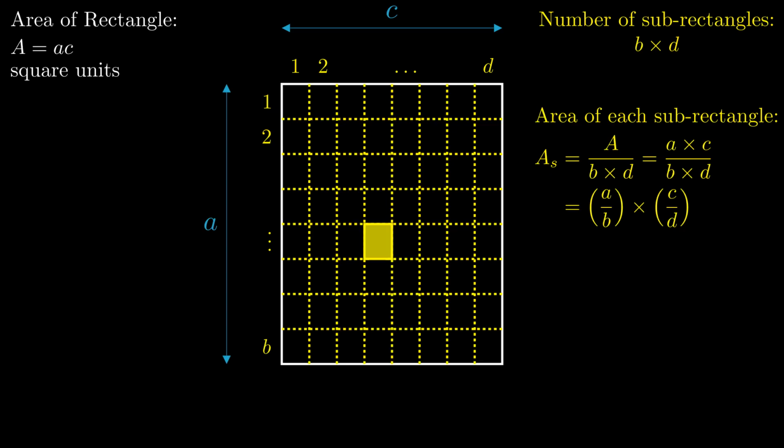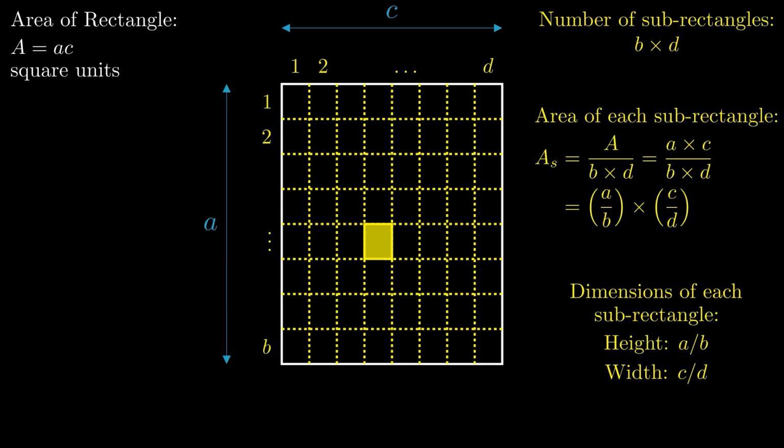Now, zoom in to examine one of these subrectangles. Its sides have length a over b and c over d, respectively, since the original rectangle has sides a and c and we split them into b and d equal parts, respectively. Therefore, we conclude that the area of a rectangle of sides a over b and c over d is equal to a over b times c over d area units, where the area unit is the area of a square of side 1. This is what we set out to show.